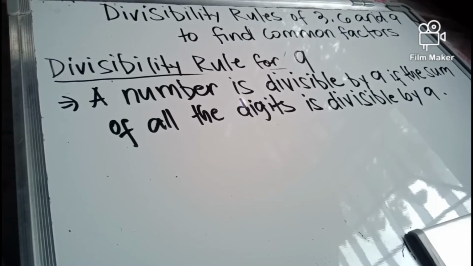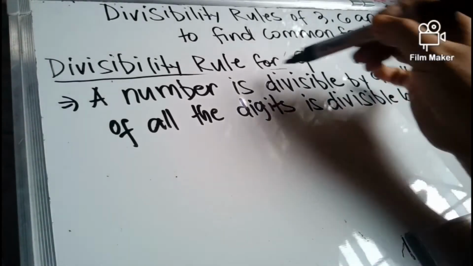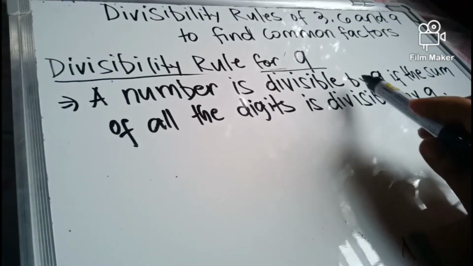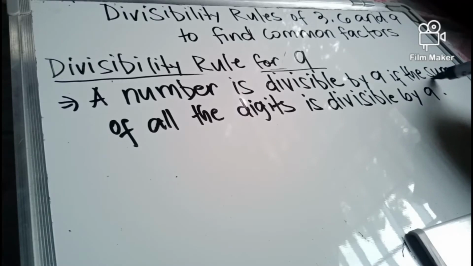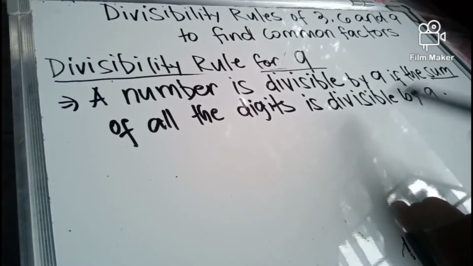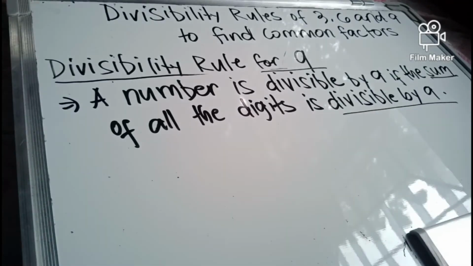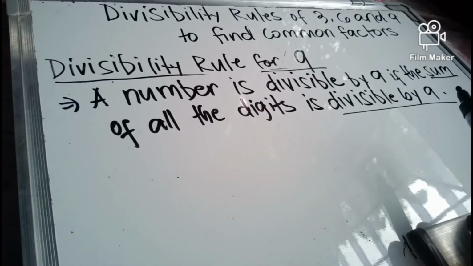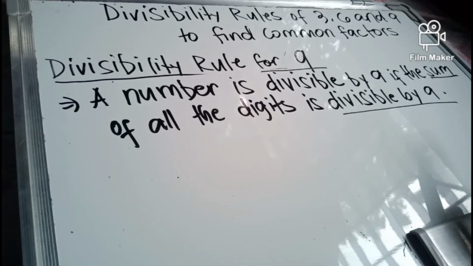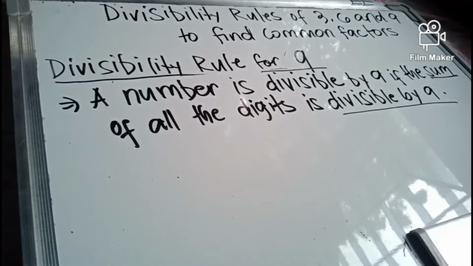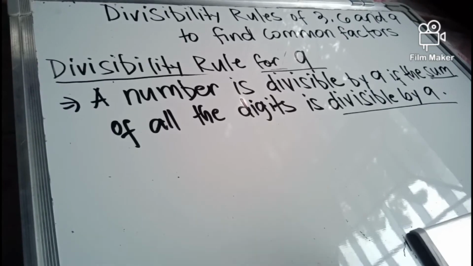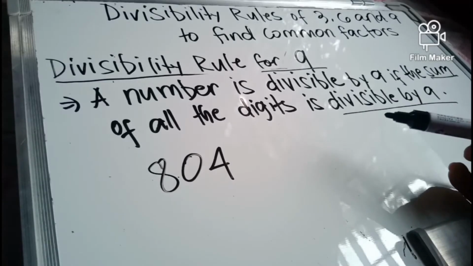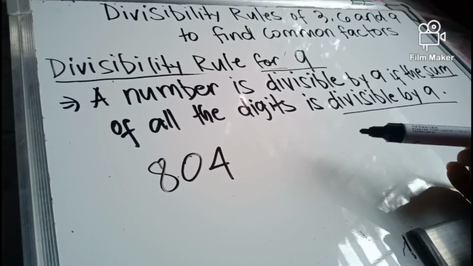Next is divisibility rule for the number 9. So, ito yung rule. A number is divisible by 9 if the sum of all the digits is divisible by 9. Kagaya din ito sa rule for 3. We have to add all the digits at titingnan natin yung sum kung ito ba ay divisible by 9. Example is 804. So, titingnan natin kung ang 804 ba ay divisible by 9.